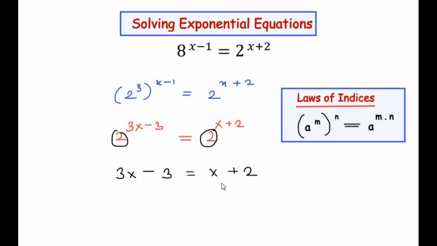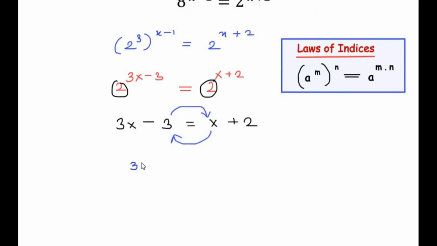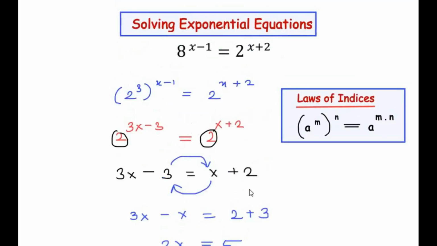Now gathering the like terms, we are going to take this x on the left hand side and this negative 3 on the right hand side. So we get 3x, and positive x becomes negative x, is equal to 2, which remains the same, and negative 3 becomes positive 3. Now 3x minus 1x gives us 2x is equal to 2 plus 3, which is 5. So the value of x we get here is 5 over 2. So we get the value of x for this question as 5 over 2.